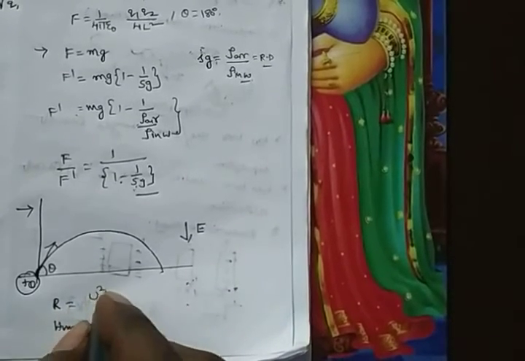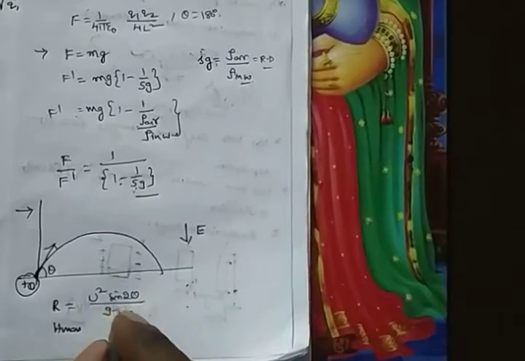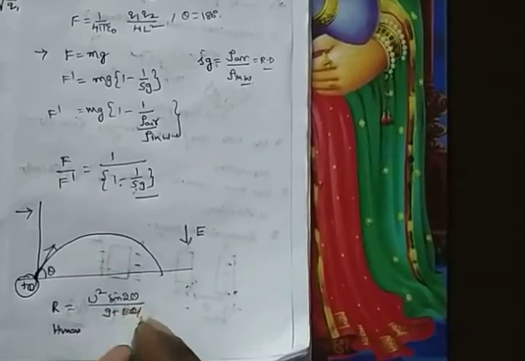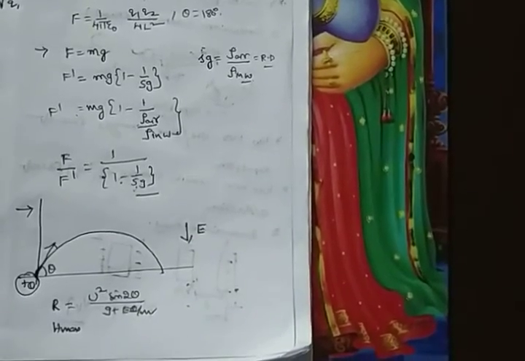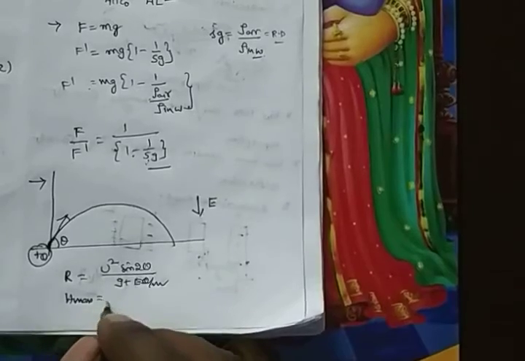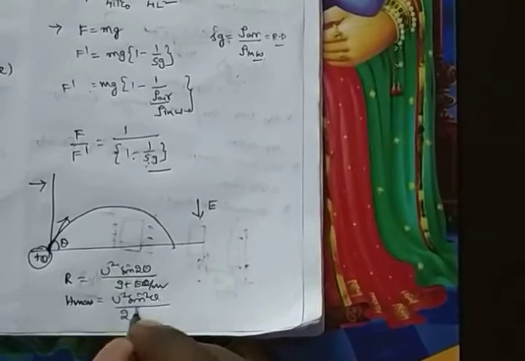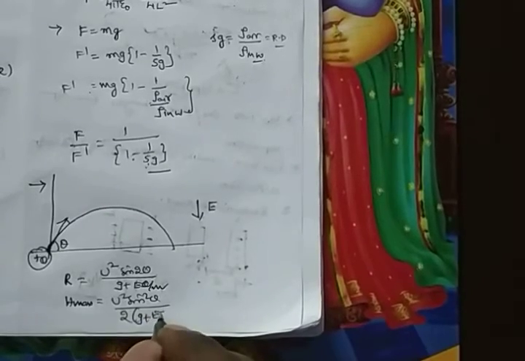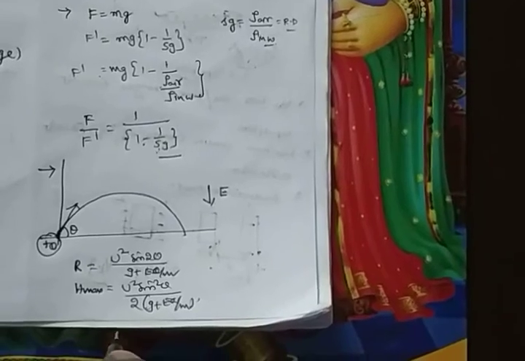Range is represented by u square sin 2 theta by g. Instead of g, you can write eq by m. Maximum height is u square sin square theta by 2g. Instead of g, you can write g plus eq by m.